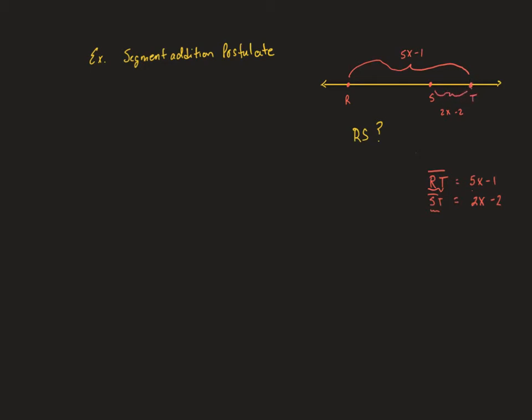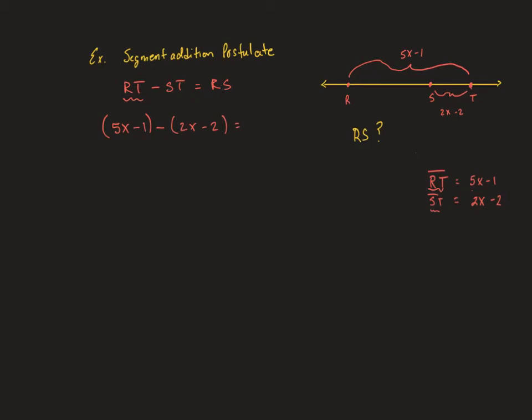So if I set that up in an algebraic equation, I'll have RT minus ST is going to be equal to RS. So if I do that substitution, I know that RT is going to be equal to 5x minus 1 minus the substitution of ST, which I said was 2x minus 2. Now I have to do simplifying.